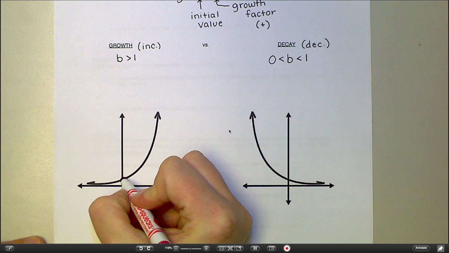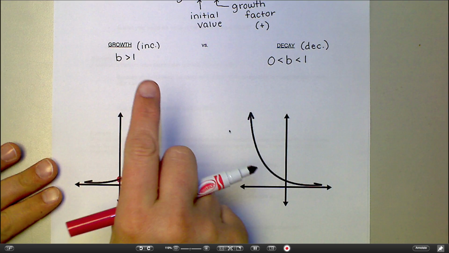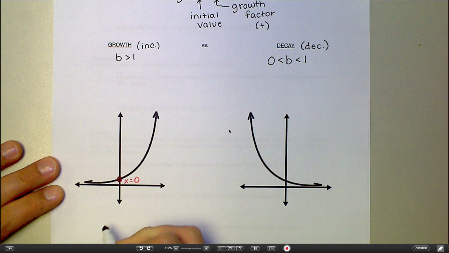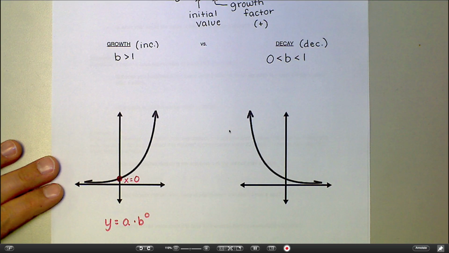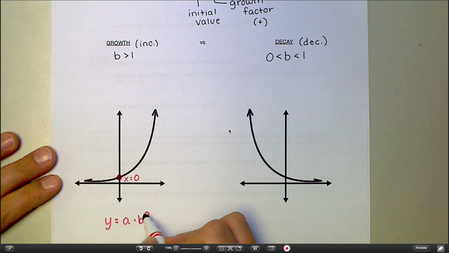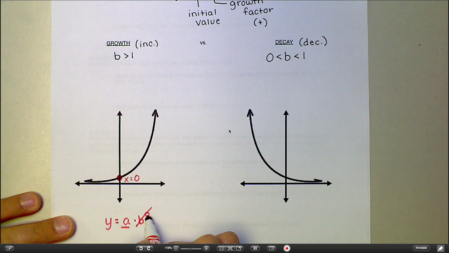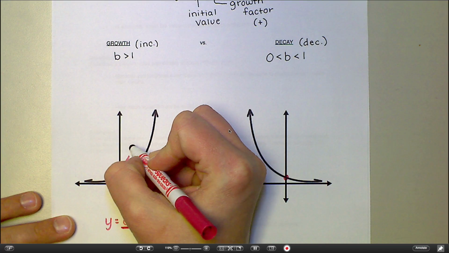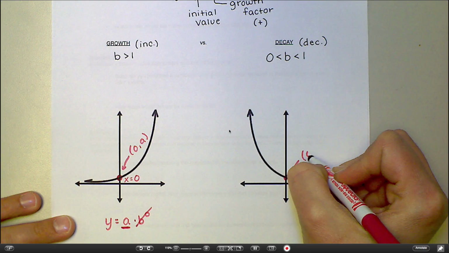First of all, the y-intercept is always going to be at a specific value. And here's where we would find that. At the y-intercept, we always know that x is equal to 0. So if I were to plug in a 0 for x into my function, we know b to the 0 is really just 1, so it cancels out because multiplying by 1 doesn't do anything. And so you'll see that when I put in a 0 for x, I'm always left with just whatever my a value is. So on both of these functions, the y-intercept is always at (0, a), whatever your a value is going to be your y-intercept.